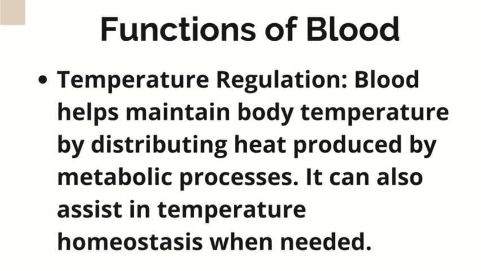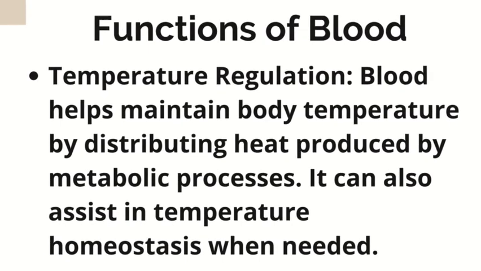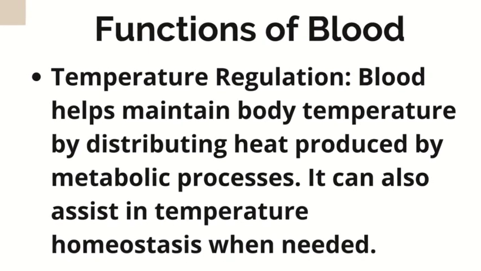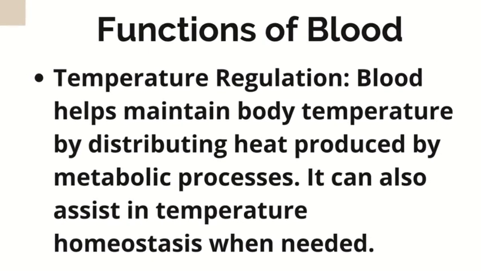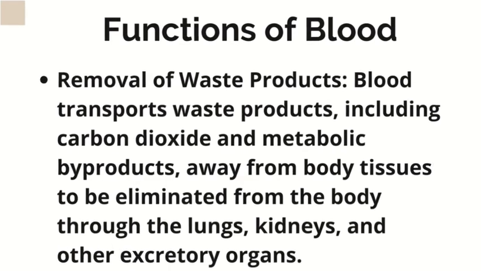The blood regulates body temperature. It helps our body to maintain temperature, that is, evenly distributing heat produced by metabolic process. It also helps in temperature homeostasis when needed. Another function of the blood is temperature regulation. It is also a result of the food broken down, and it is controlled by the brain.